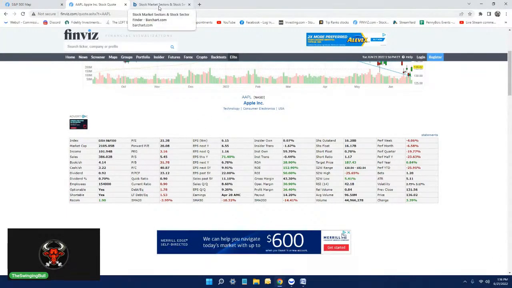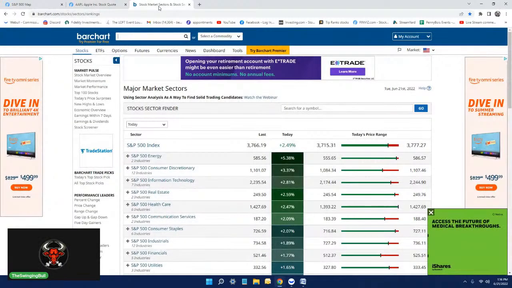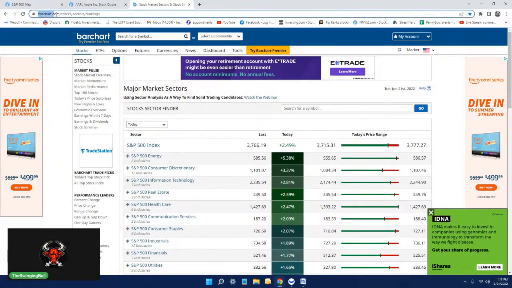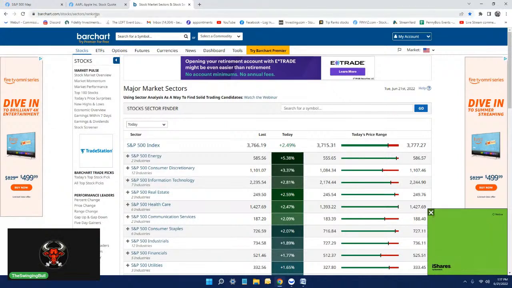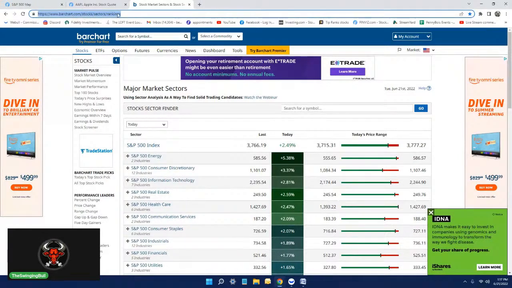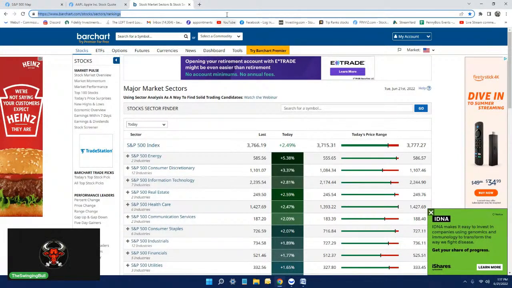The next tool I wanted to go over is a simple website called barchart.com. Okay, so you can save that into your address book as well. Go ahead and bookmark barchart.com/stocks/sectors/rankings. Once you get all that typed out, just bookmark it, and that way you can just click it once in your bookmark bar and go straight to it.